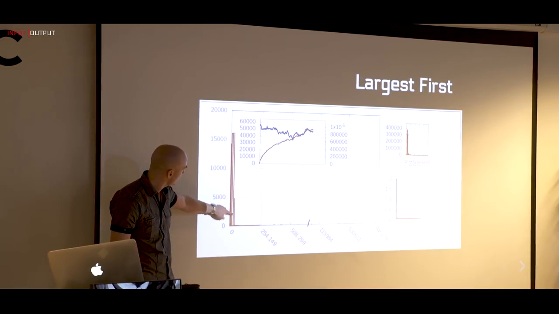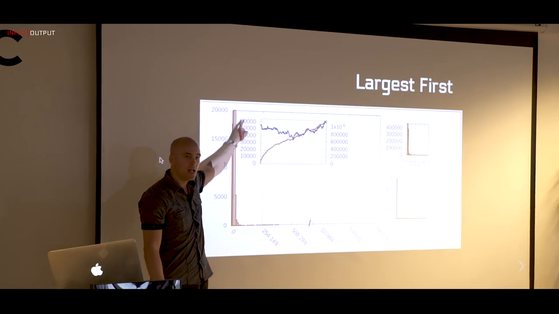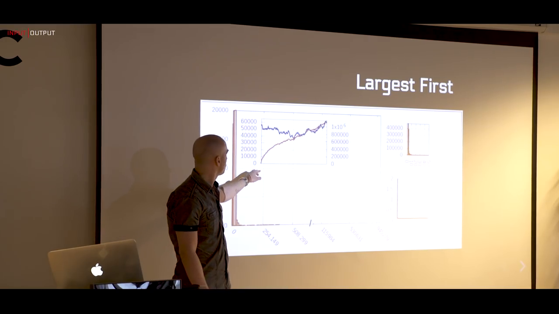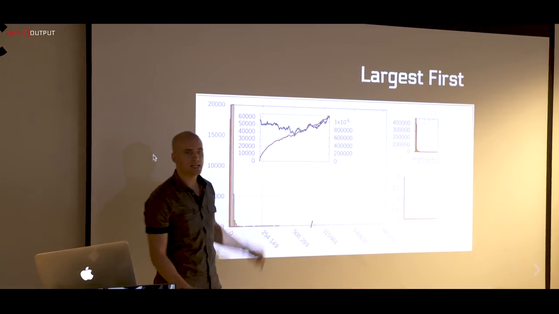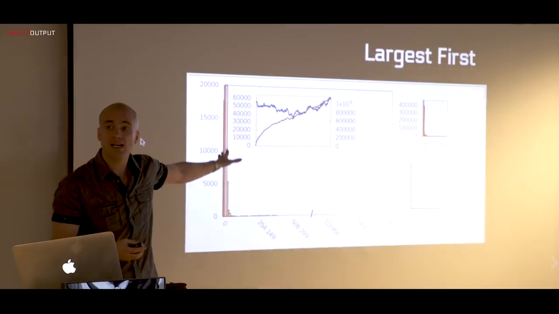The number of dust coins goes up and up and up. And in this situation, if you look at the number of coins we have in the wallet, it grows to 60,000 coins in our wallet. So clearly, this is not working.